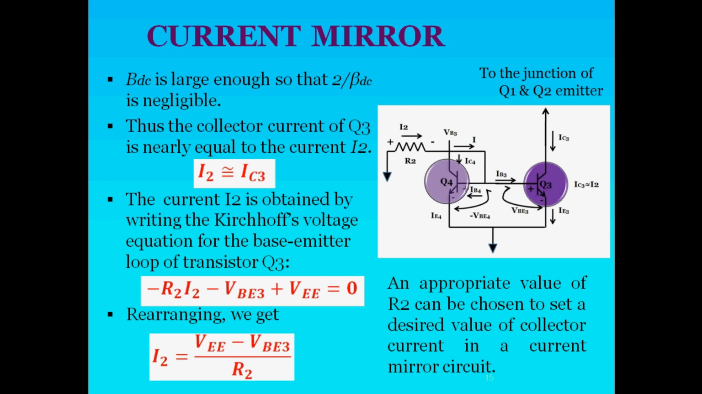So this I2 is the input current that we determined with the help of resistor R2. Its proper selection of R2 will give us the desired value of collector current, which is flowing into the emitter of the dual input balanced output differential amplifier.